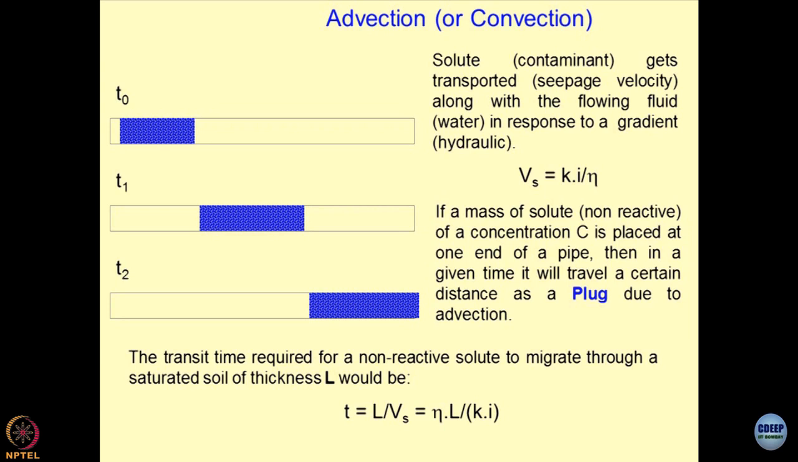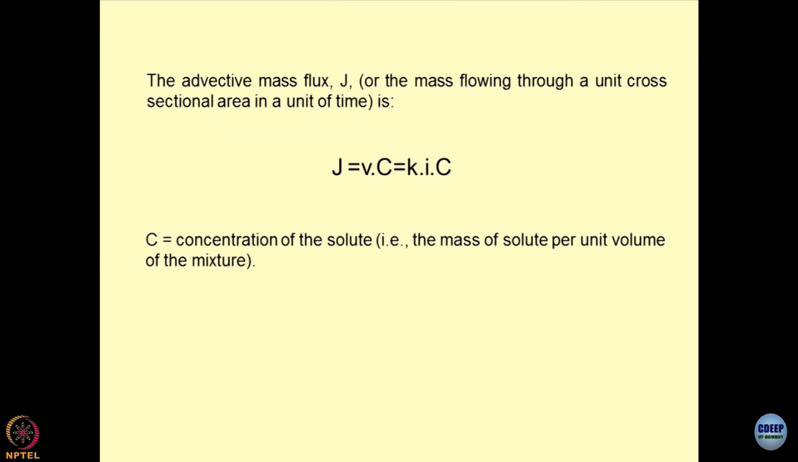Now again, coming back to the point, suppose I want to find out the advective mass flux which is passing through the porous media. So advective mass flux is velocity multiplied by concentration, and you must have done this analysis, V1 into C1 equal to V2 into C2, conserving the mass flux in open channel flow. So C happens to be the concentration of the solute, which is the mass of the solute per unit volume of the mixture, and we know the other parameters, the hydraulic conductivity, the hydraulic gradient, this is nothing but the discharge velocity, and then I can equate this.